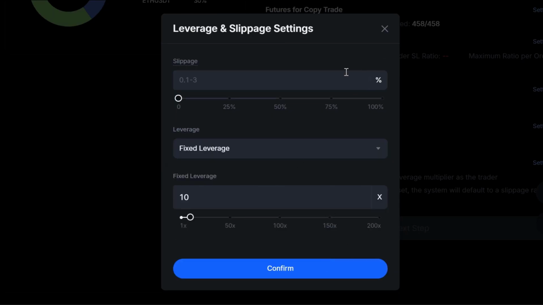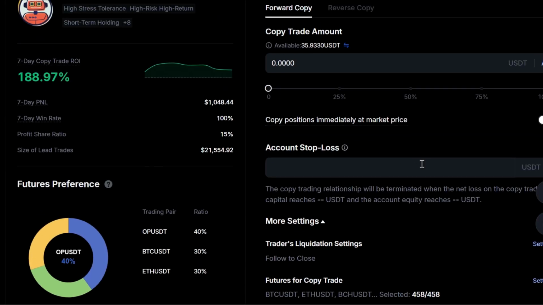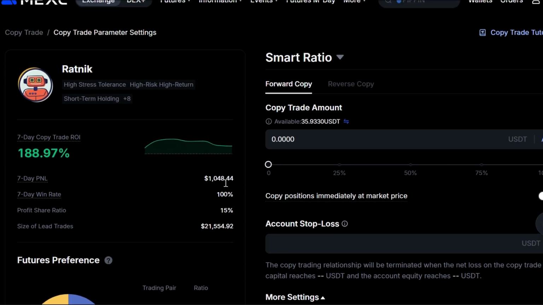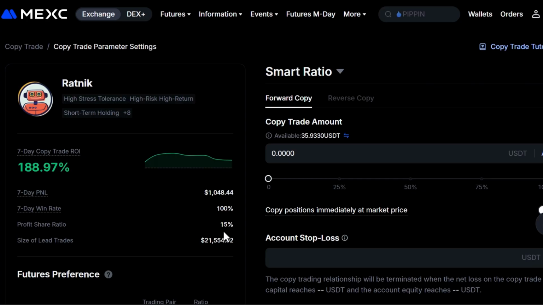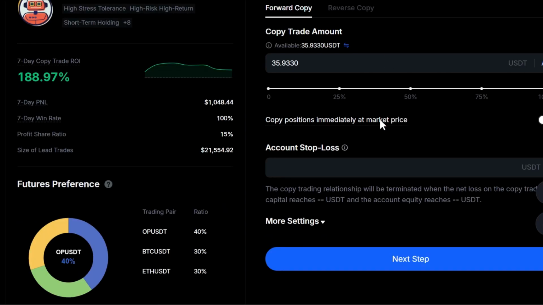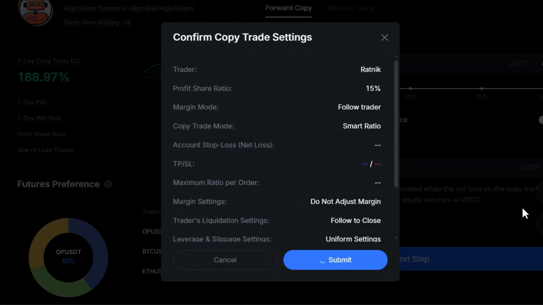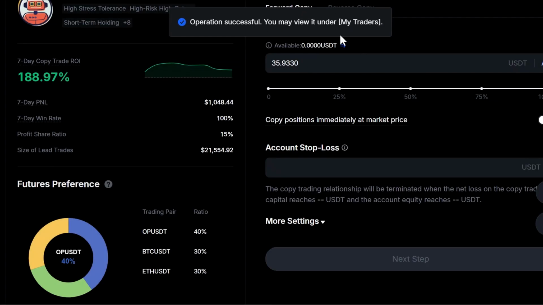On the left side of the screen, you can see the overview of the trader's profile. Here you can see the 7-day P&L, win rate, token preference, and profit sharing ratio, which is usually between 10 to 20%. This is what the trader earns from your profits. For example, if your trader makes $100 and the profit share is 10%, they keep $10 and you keep $90. Once everything looks correct, accept the copy trading agreement, click next step and submit. Your copy trade is now live.